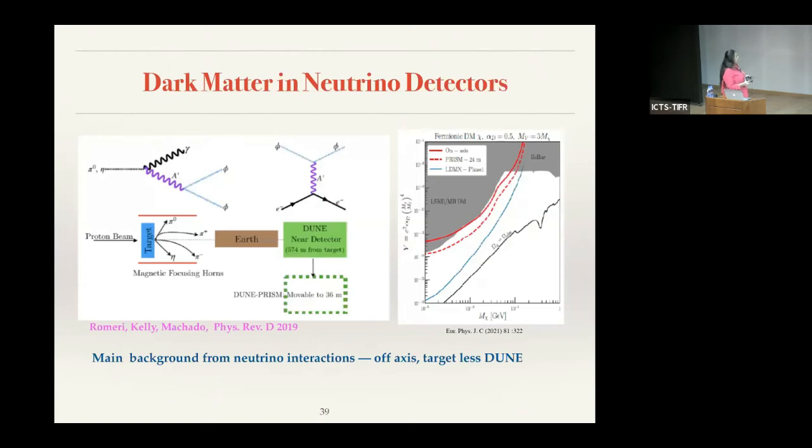So this is some result from the DUNE, where people have constrained the mass of dark matter from the DUNE experiment, and this red line is the DUNE result, and in the off-axis one, this prism is off-axis, one gets a better result because the background is less.